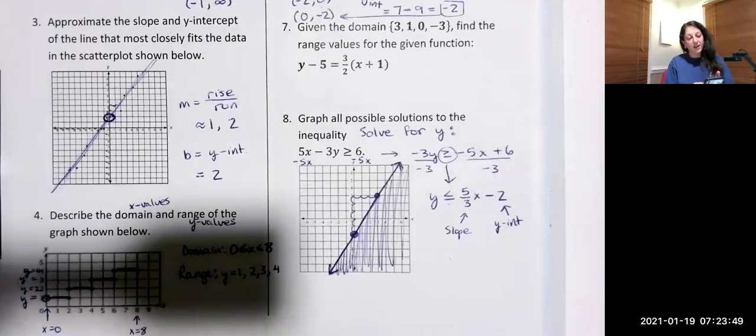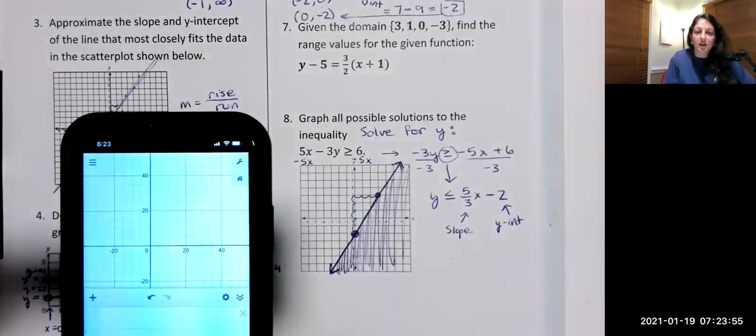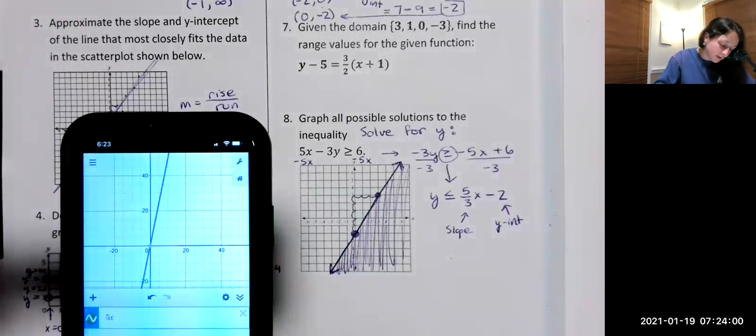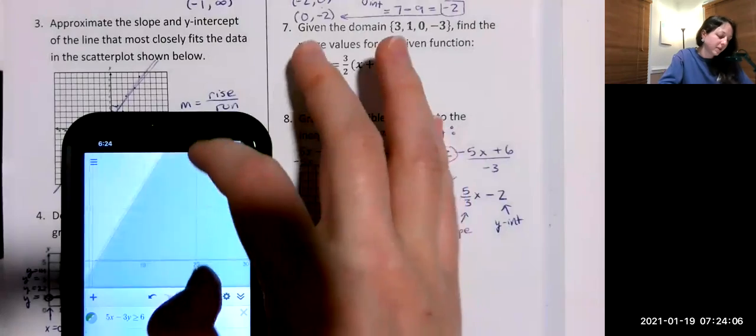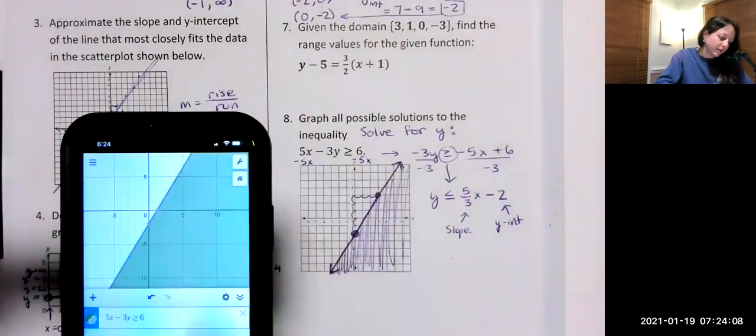Now, yet again, I'd like for you to meet my friend. Check your answer in Desmos. So I'm just going to type in exactly what I see here. 5x minus 3y is greater than or equal to 6. Huh, look at that, beautiful. It matches. All right. See, it's even got the same y-intercept.